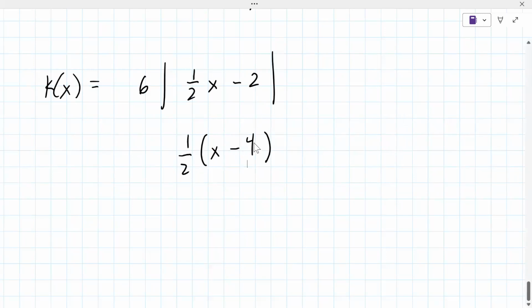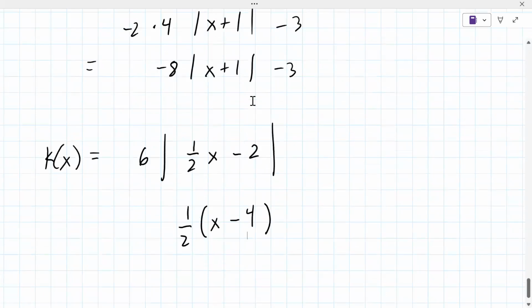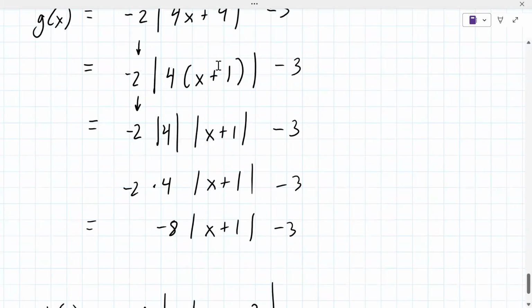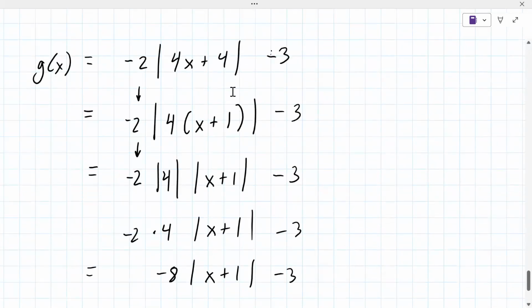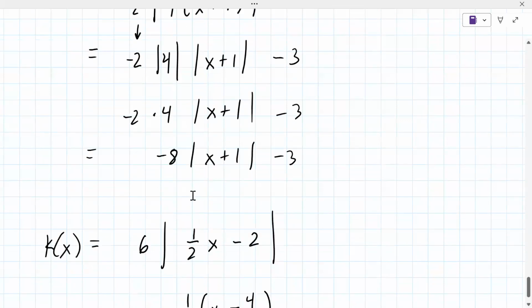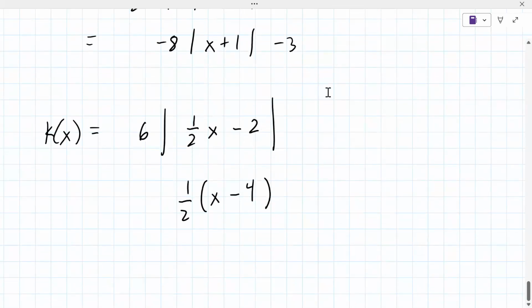And notice that the number got larger in magnitude because you're taking half of it. Half of 4 gets you back to 2. In the previous problems, you were dividing, so they got smaller. So when you have a fraction out in front, the numbers get bigger.